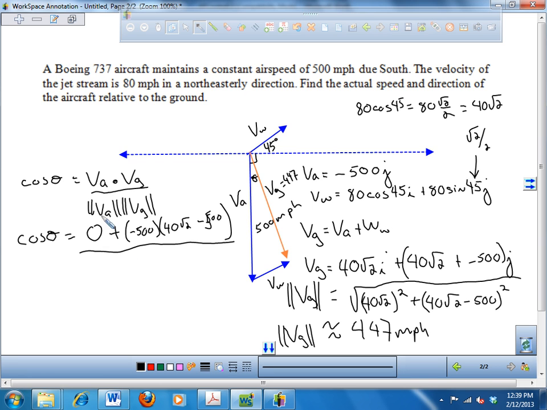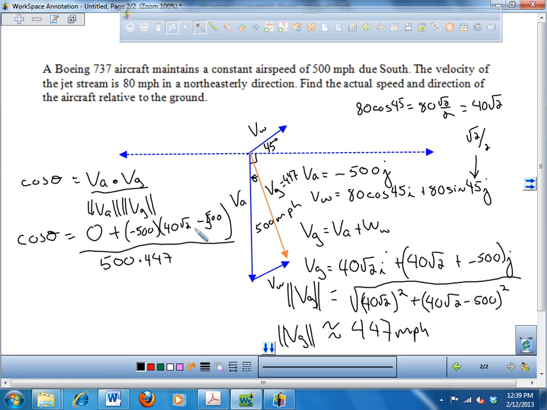And this part is easy, because we already found v sub a. What's the magnitude of v sub a? How fast is he going straight down? V sub a is 500, and we did find v sub g. The magnitude of v sub g is 447. So if I multiply this together, it's the square root of 500 squared, so it comes out to just be 500.